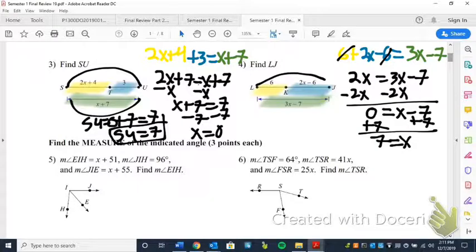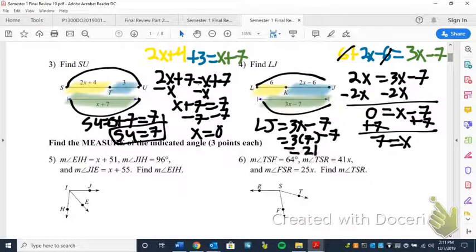Now I'm looking for LJ, which is the whole length, 3x minus 7. So I'm going to go LJ equals 3 times 7, minus 7, 21 minus 7, or 14.